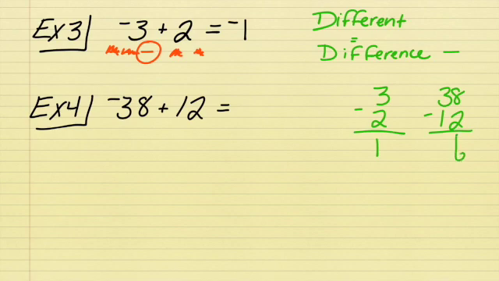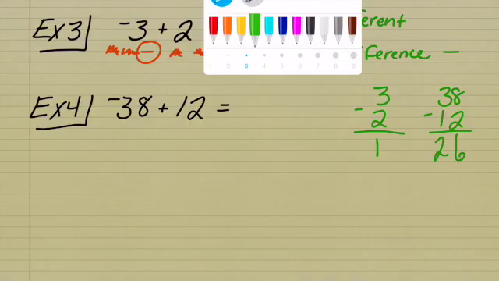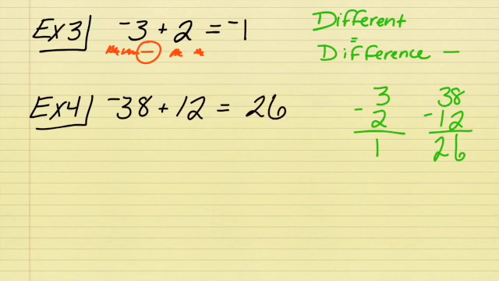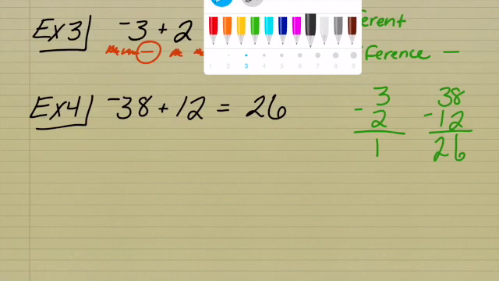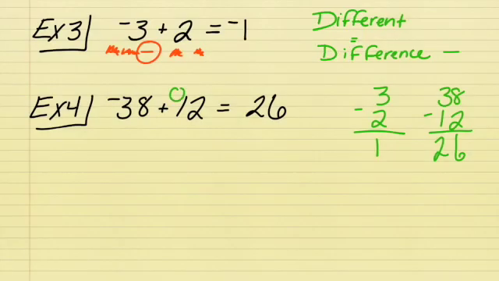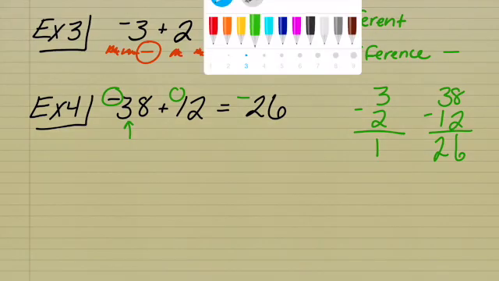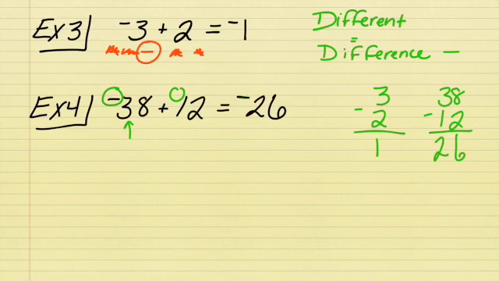And I get, what, 26? So I know my number answer is going to be 26. But now I have to figure out, okay, is this going to be a positive 26 or a negative 26? Well, I have more of the negatives. 38 is more than 12. I have more negatives, so my answer is going to be a negative 26 since I have more of those. Okay, so negative 26.